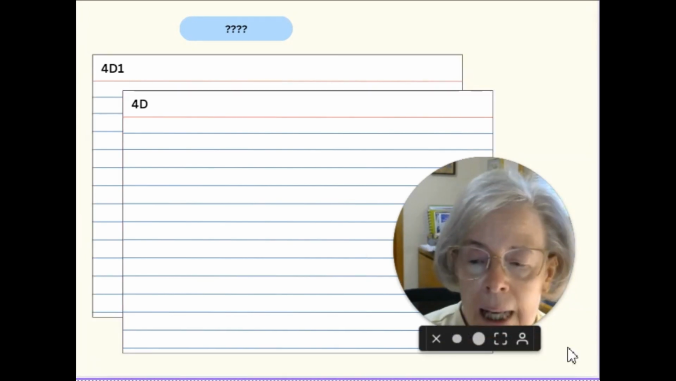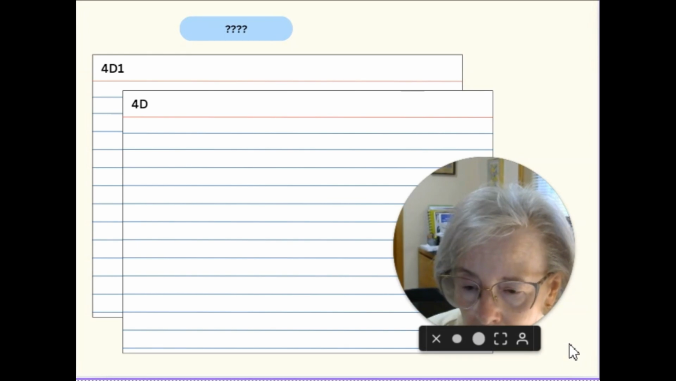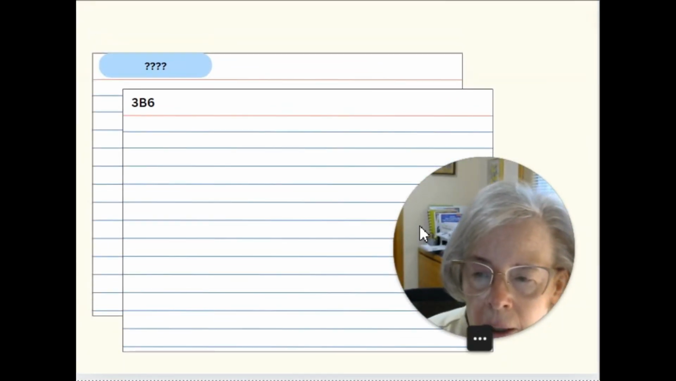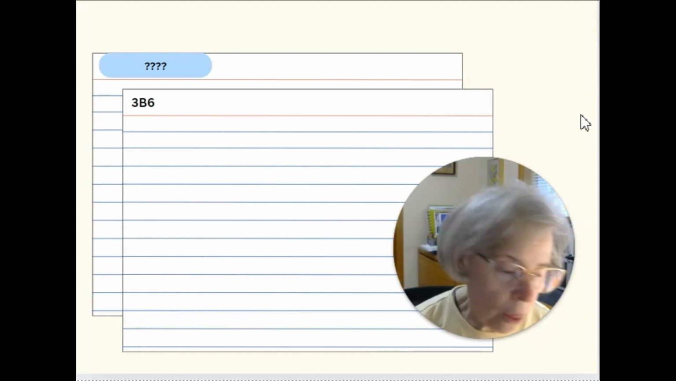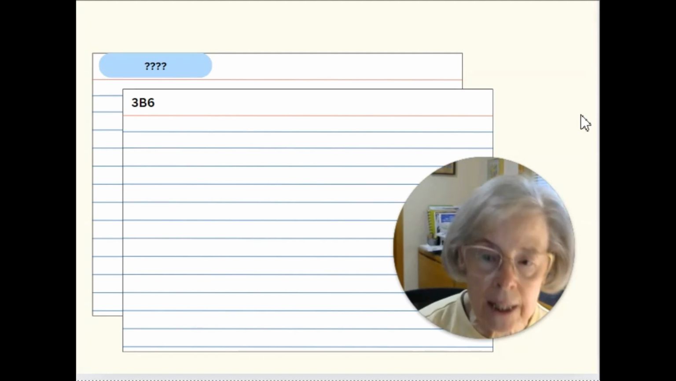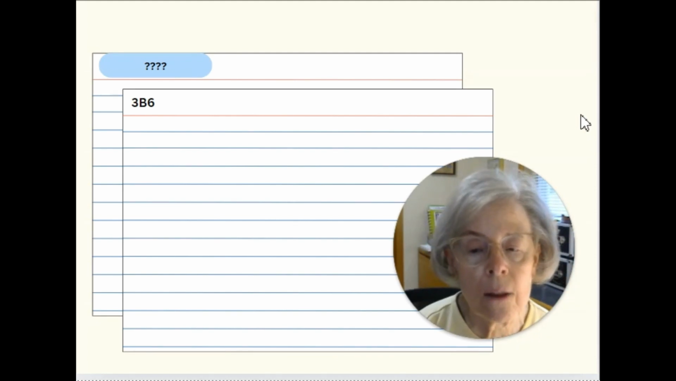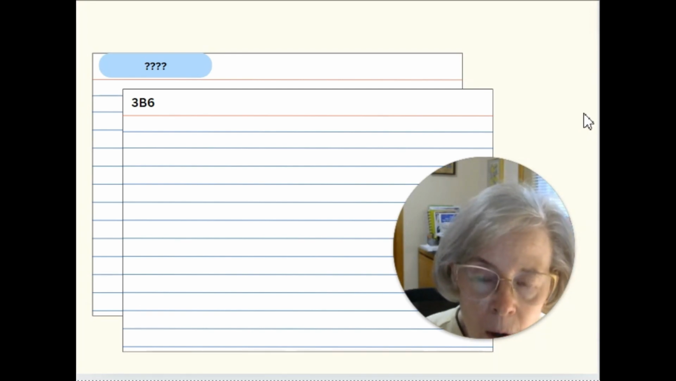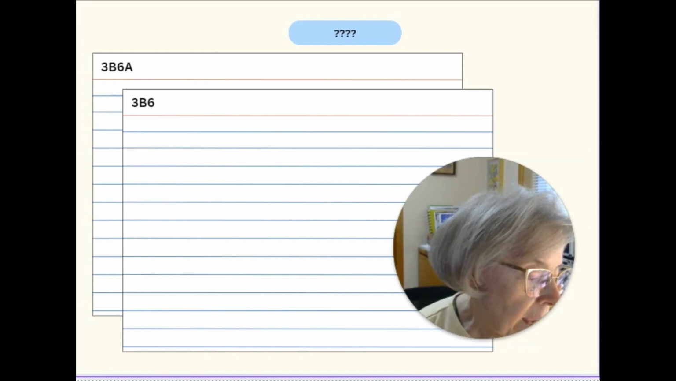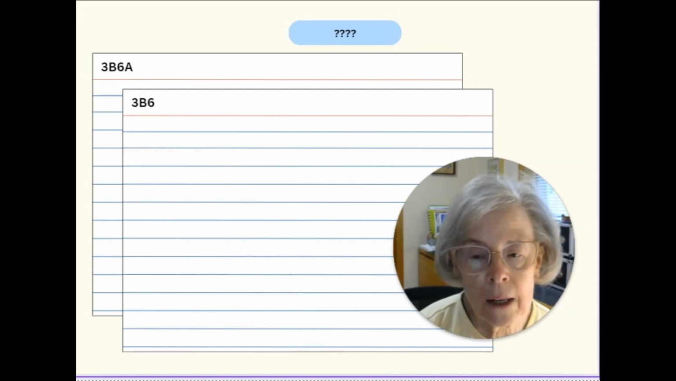All right, let's quiz again. In this next quiz, your new card needs to go right after 3B6. What card number would you give it if it's going to go right behind 3B6? You all set? Pause if you're not all set. There you are, 3B6A, because it goes number, letter, number, letter.